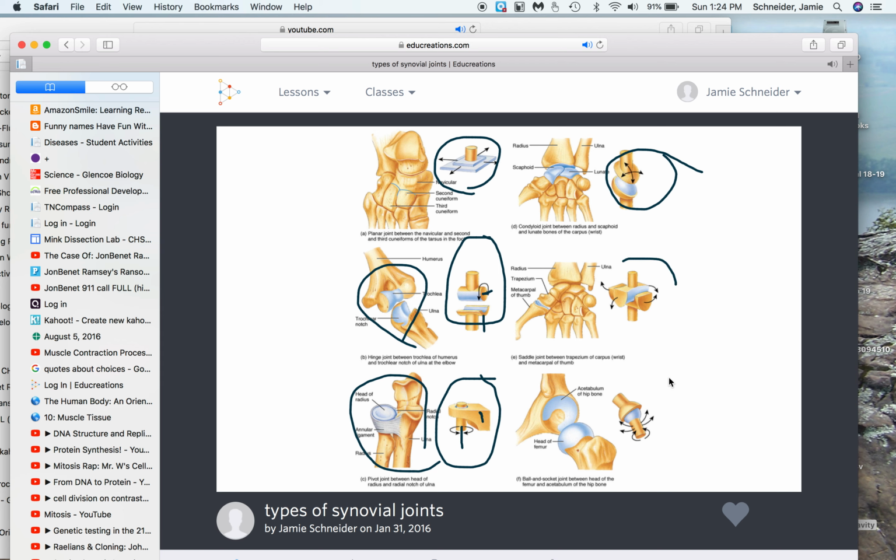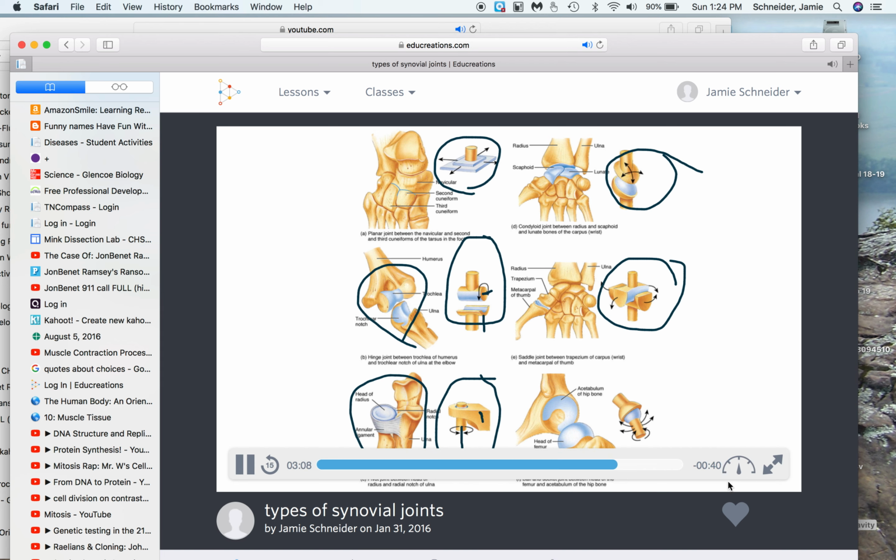The fifth joint is a saddle joint right here, again giving side to side and up and down motion. This meets with the trapezium and the metacarpal of the thumb. It's the only one in there, so you only have two, each located at the thumb. And it looks like a rider on a saddle or a saddle on a horse, however you want to look at it. But that's the saddle joint.